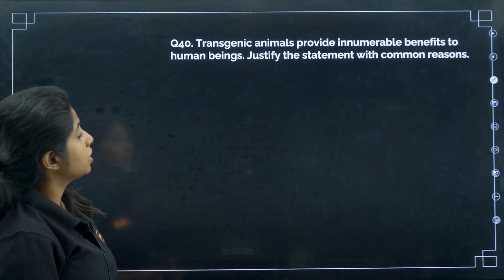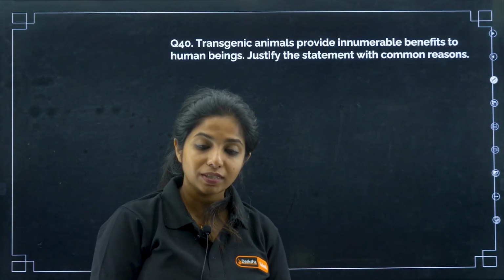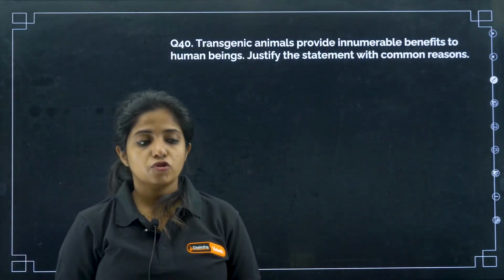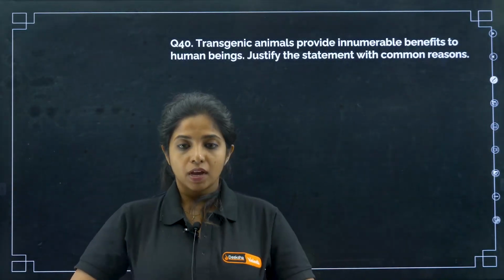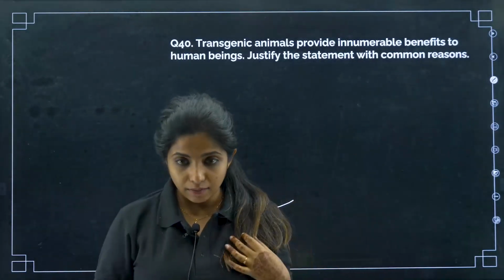Now, transgenic animals provide innumerable benefits to human beings. Justify the statement with common reasons. So how do you say? Transgenic animals are basically the ones which have some recombinant DNA in them, like our DNA has been put in them and some things are being made out of it.